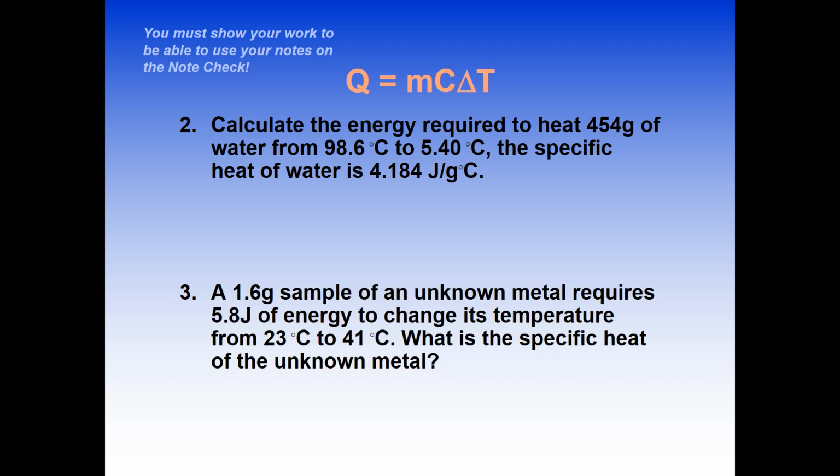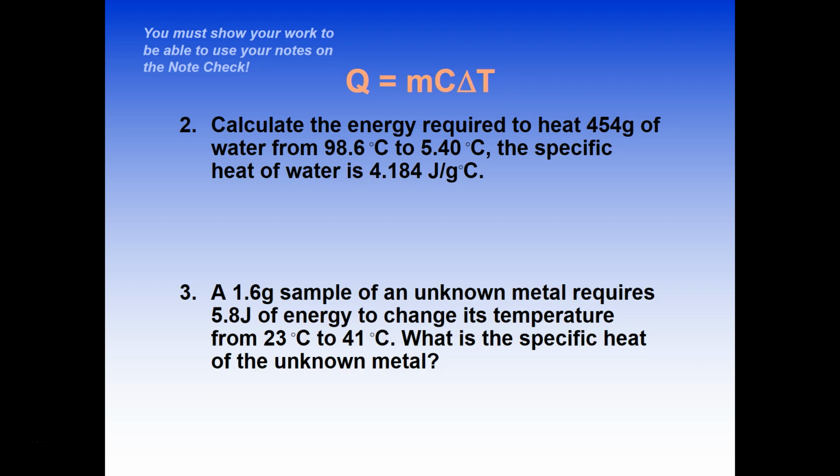And I want you to solve for this: a 1.6 gram sample of an unknown metal requires 5.8 joules of energy to change its temperature from 23 degrees Celsius to 41 degrees Celsius. What is the specific heat of the unknown metal? So pause this video and come back when you're finished to check your answer.